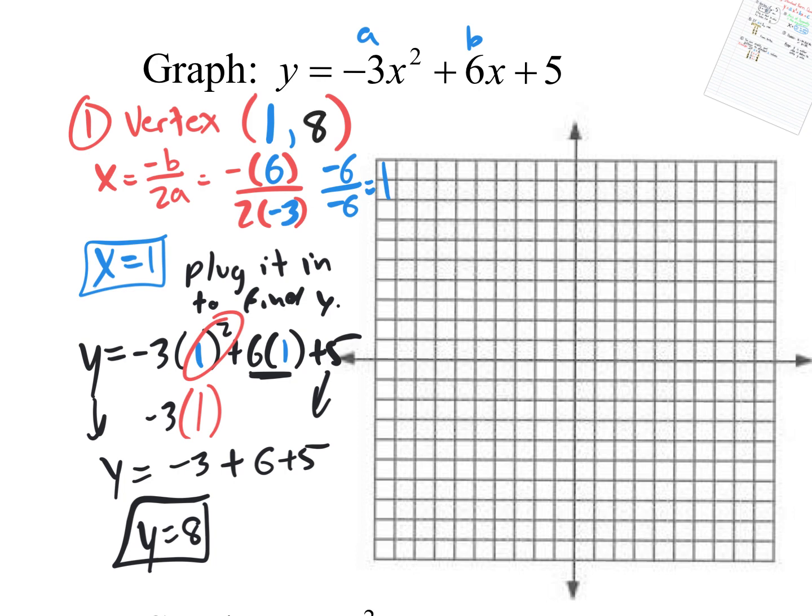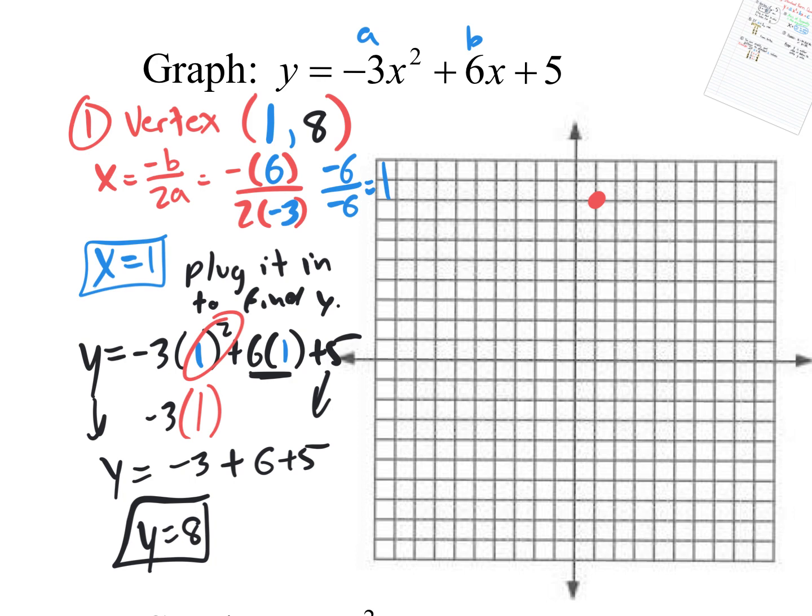Okay, so we just found the y value of 8 for the vertex. We said before that the vertex is the most important point. It's the coordinate (1, 8). So let's go to that coordinate. 1 on the x, 8 on the y. That would be right here, close to the top. So instead of the vertex being at (0, 0), this vertex is at (1, 8).